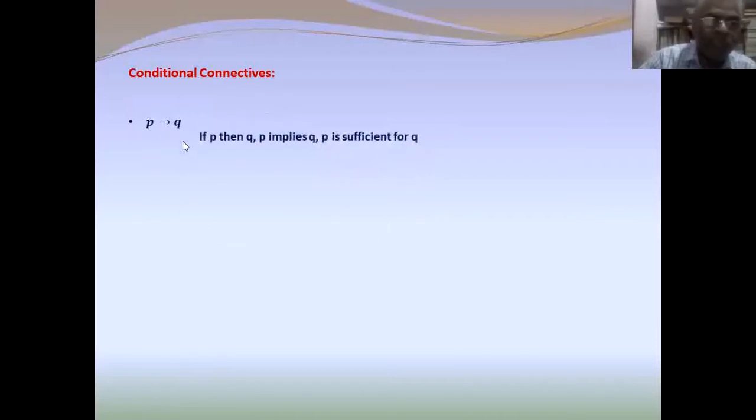There are other connectives. They are called conditional connectives. First is P implies Q. It is also known as if P then Q, or P is sufficient for Q. There are three different ways to read it. We can say P implies Q, or read it as if P then Q, or P is sufficient for Q.